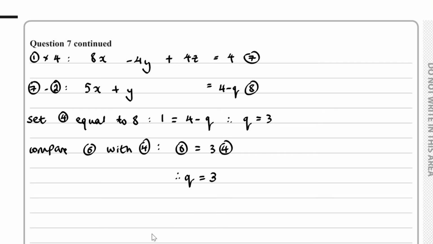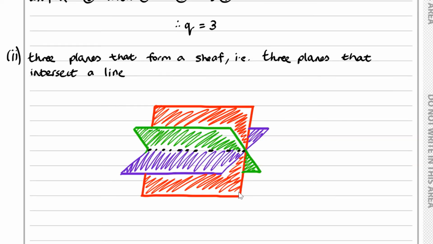Now what does this mean? Well, it means that the planes form a sheaf. In other words, the planes intersect at a line. Let's just show that. So there are 3 planes that form a sheaf, in other words, the 3 planes intersect at a line, and they look something like that.